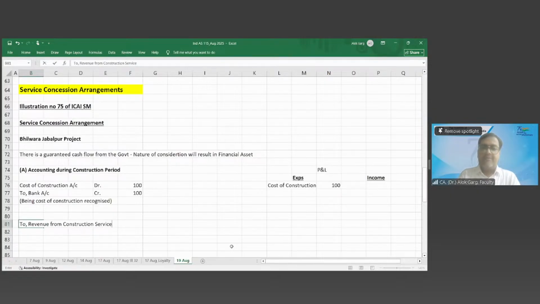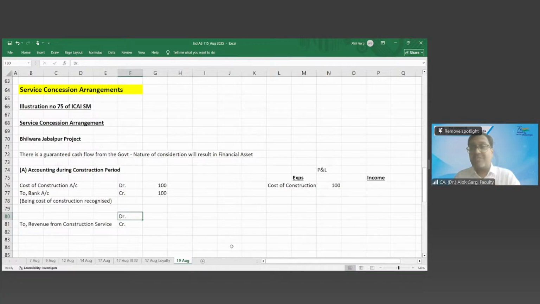But I haven't received the money as of now. I haven't received the money, but government has committed to pay me 200 crores. But the 200 crore will be over the period of the concession arrangement, over 20-30 years. So, should I recognize 200 crore on day one? No, sir. The answer is no.